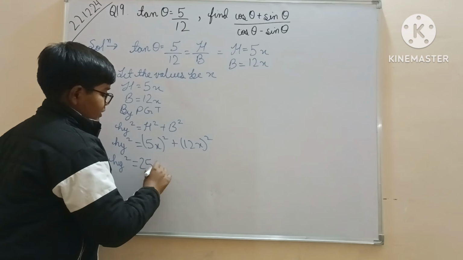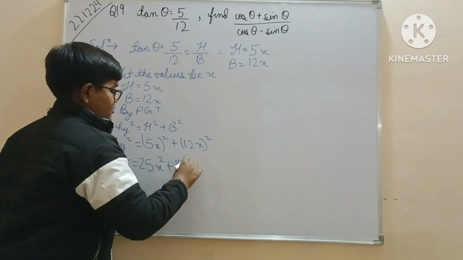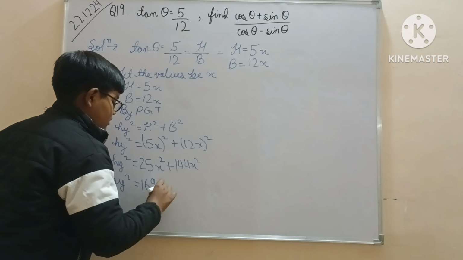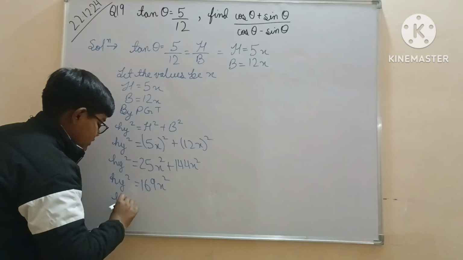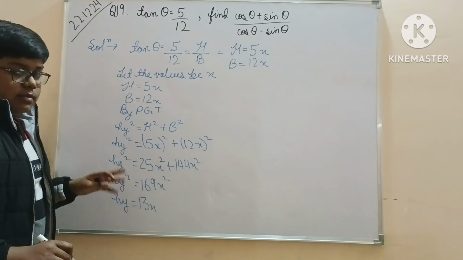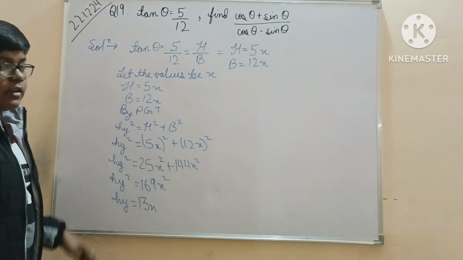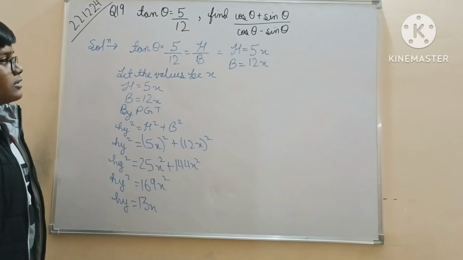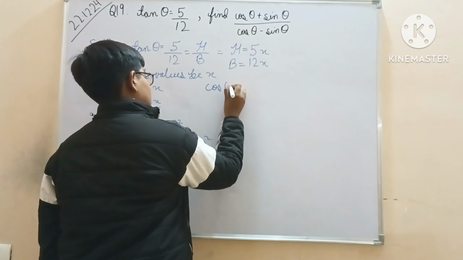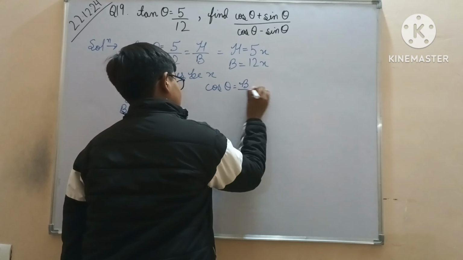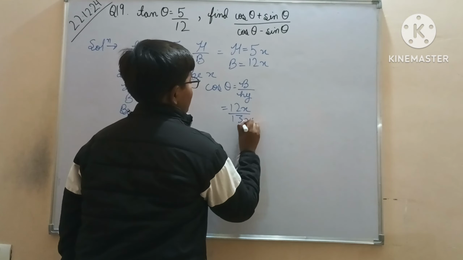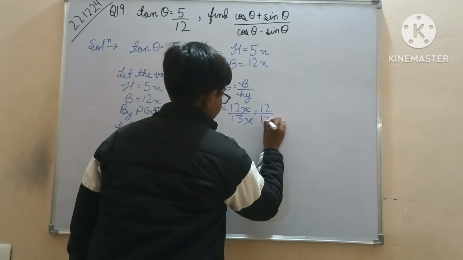5x whole square is 25x square. 12x whole square is 144x square. If we add both these, it will become 169x square, which is the perfect square of 13x. If both the values get rooted, we have found the value of hypotenuse as 13x. Now we will find cos theta and sin theta. First we will find cos theta. Cos theta is base divided by hypotenuse. Base is 12x and hypotenuse is 13x. So we have found the value of cos theta as 12 divided by 13.